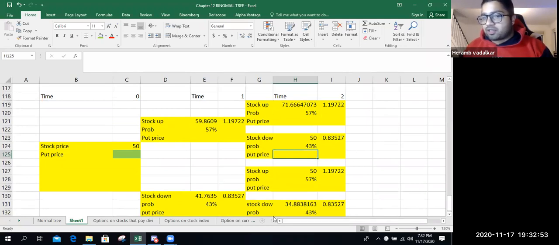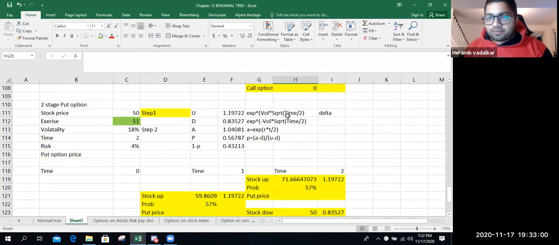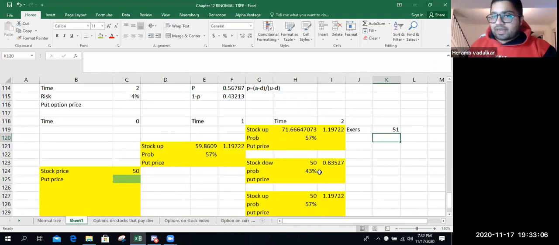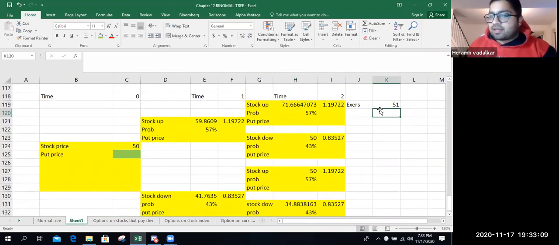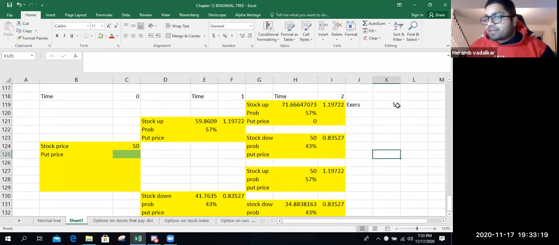We always start at the root, start going backwards. So exercise price is 51. So I'm keeping a note here. So we'll calculate put prices based on that. So what does put price mean? If price is below 51, you make money. Price is not below 51, it is 71. So put will be 0. Price is 50. Exercise price was 51. So you make money. So it is $1 you make.